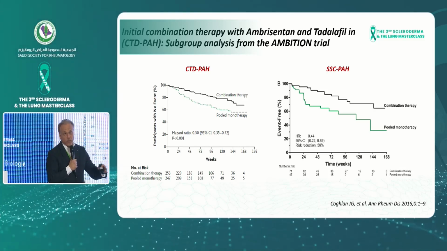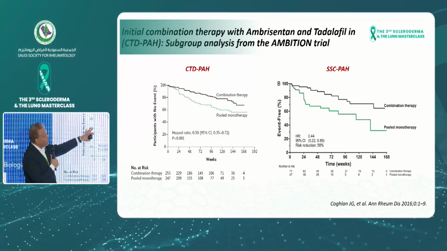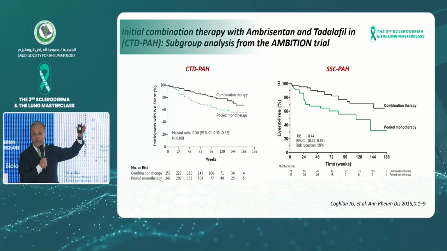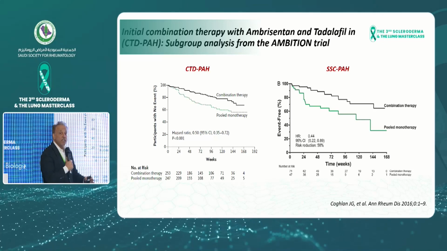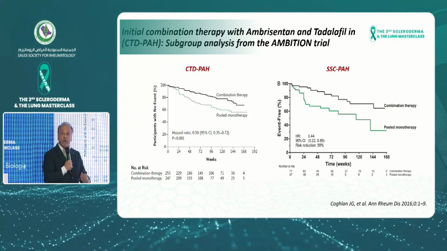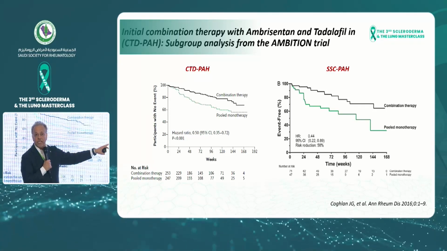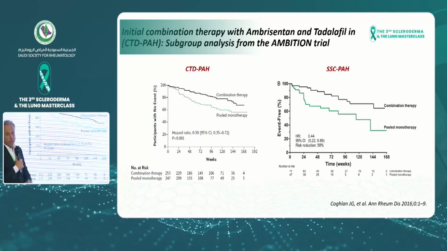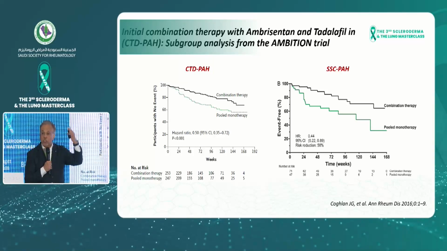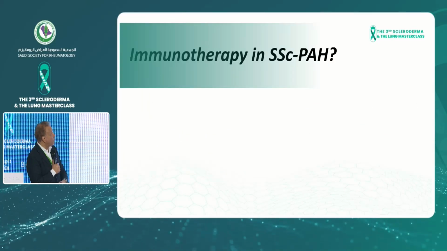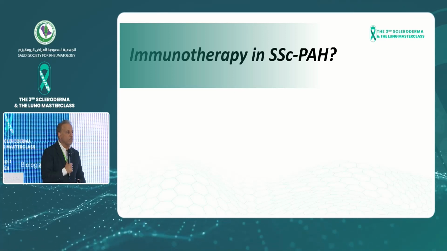As Hussam told us, this is the AMBITION data, showing again the benefit of upfront combination therapy in patients with group 1 PH. When they treated them with upfront combination versus monotherapy, those who had upfront combination did much better. That was true for idiopathic PH and for CTD-PH, including scleroderma PH. So as we speak, we are treating those patients very similarly to the PH group, with upfront combination therapy.